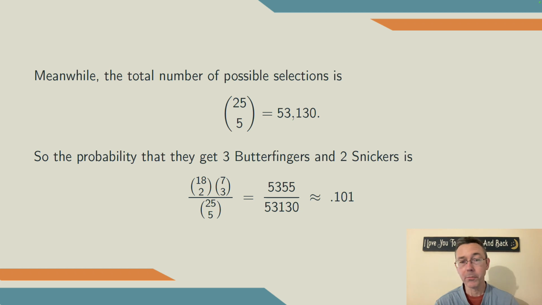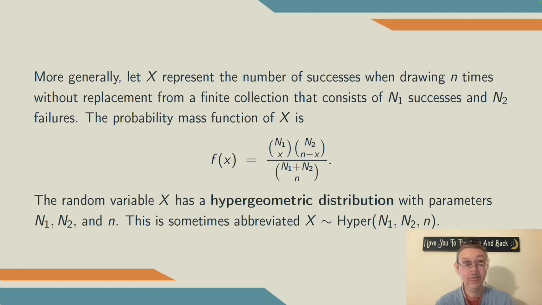Meanwhile, the total number of possible selections is 25 choose 5, because there's 25 total candy bars in here, and the kid is drawing 5 of them when order does not matter. That works out to be 53,130. So overall, the probability that they get 3 Butterfingers and 2 Snickers is 5,355 divided by 53,130. It's just a little over 10%.